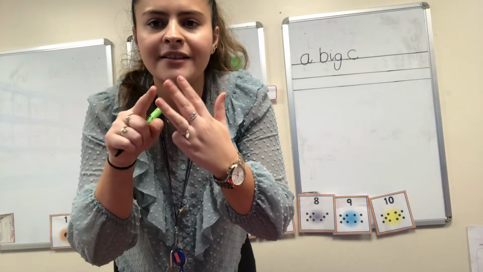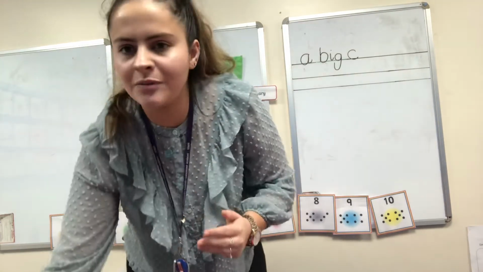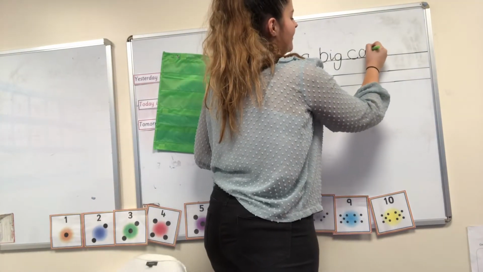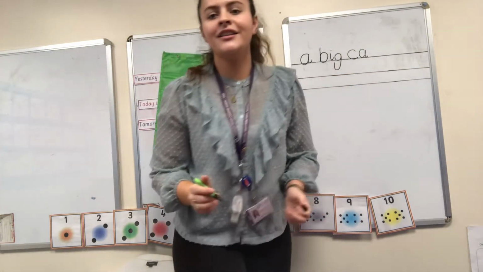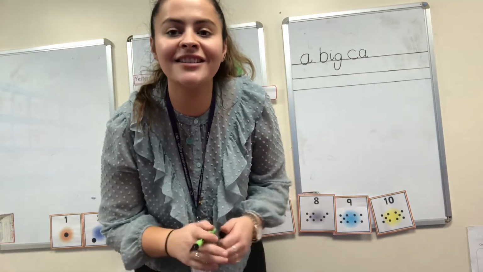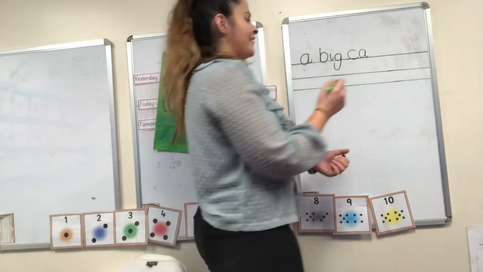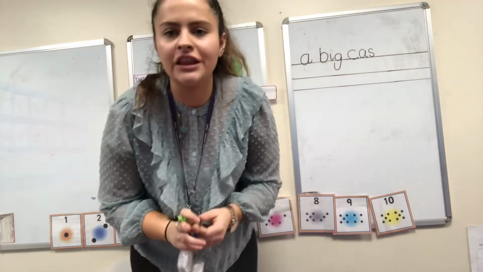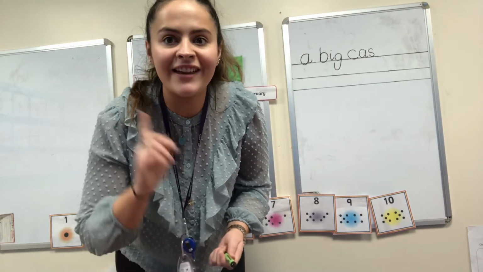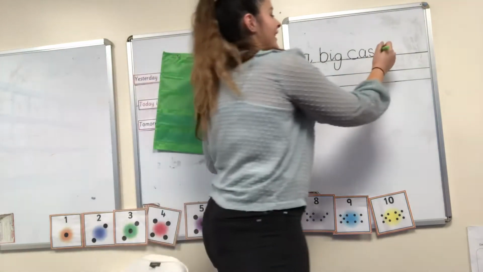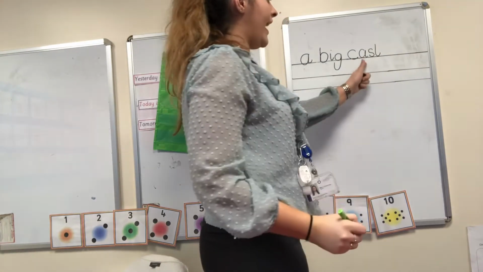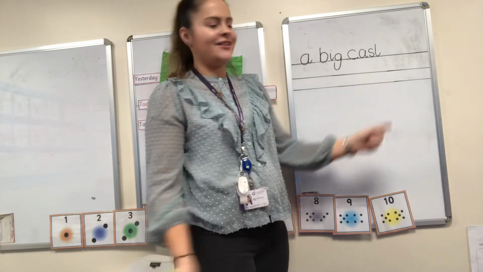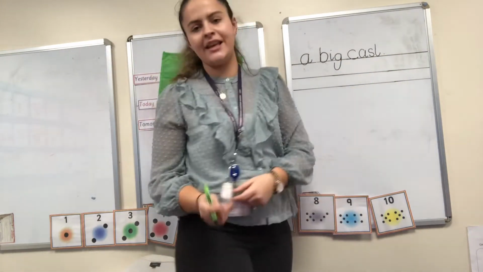K, castle. So what's our next sound? A. Well done. K, a, k, a. Our third sound is s. K, a, s, l, castle. Our last sound is l. Let's write it. K, a, s, l, castle. And I'll just put a full stop on the end of our sentence.